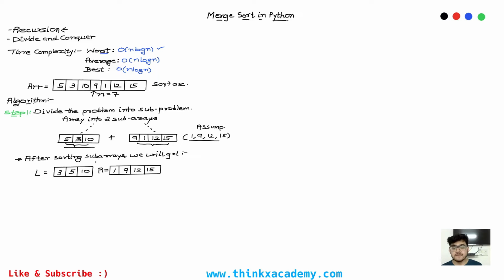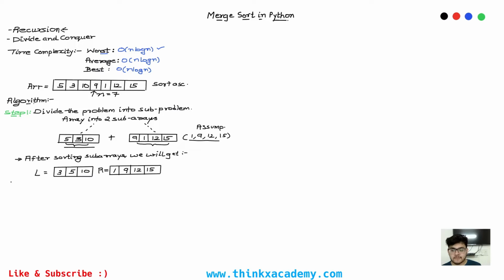Alright, so you can see here that after sorting the sub arrays, which we have assumed we have come up with an algorithm for, we will obtain these two sub arrays. So 5, 3, 10 will get sorted and become 3, 5, 10, and this will become 1, 9, 12, 15. So these are two sub arrays. I'm going to mark this one as the left one, so this is L and this one is R.